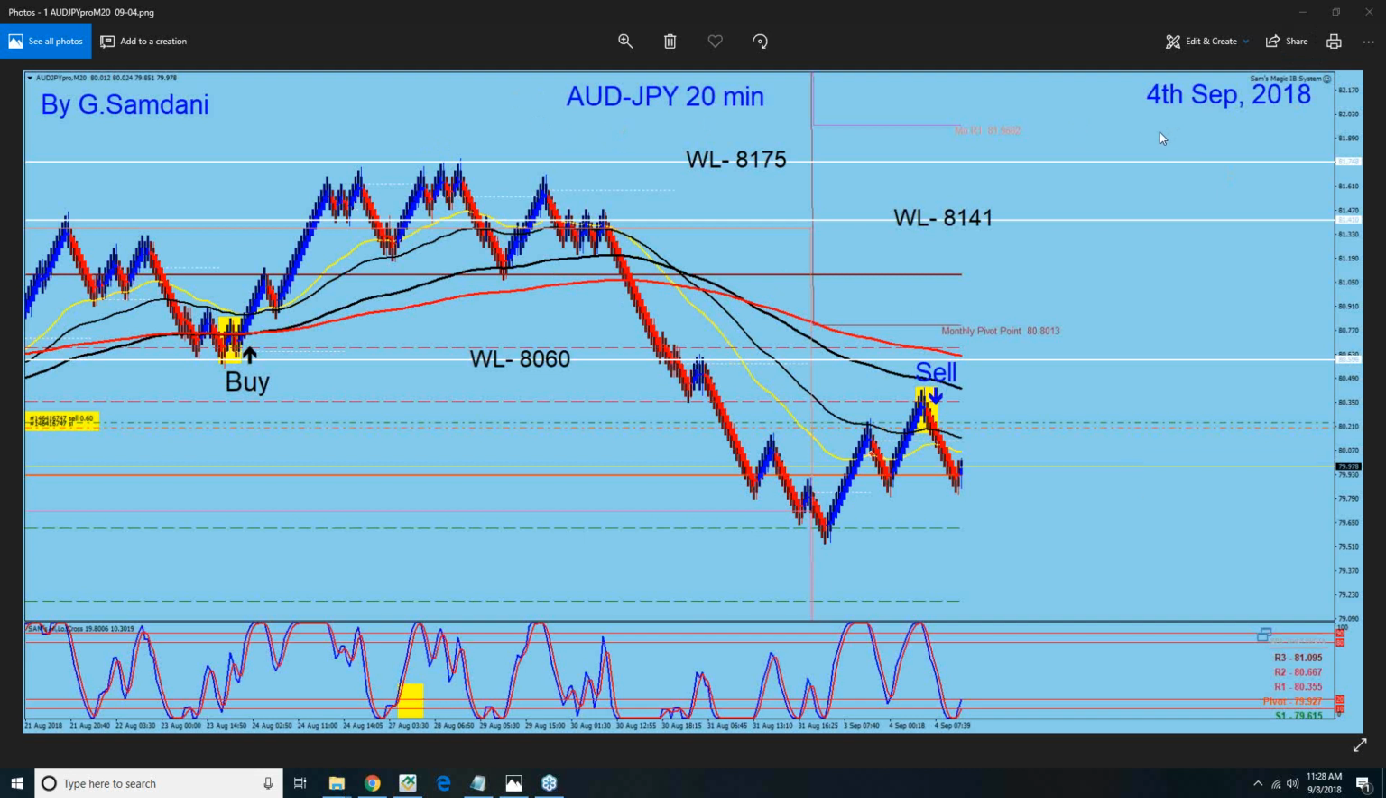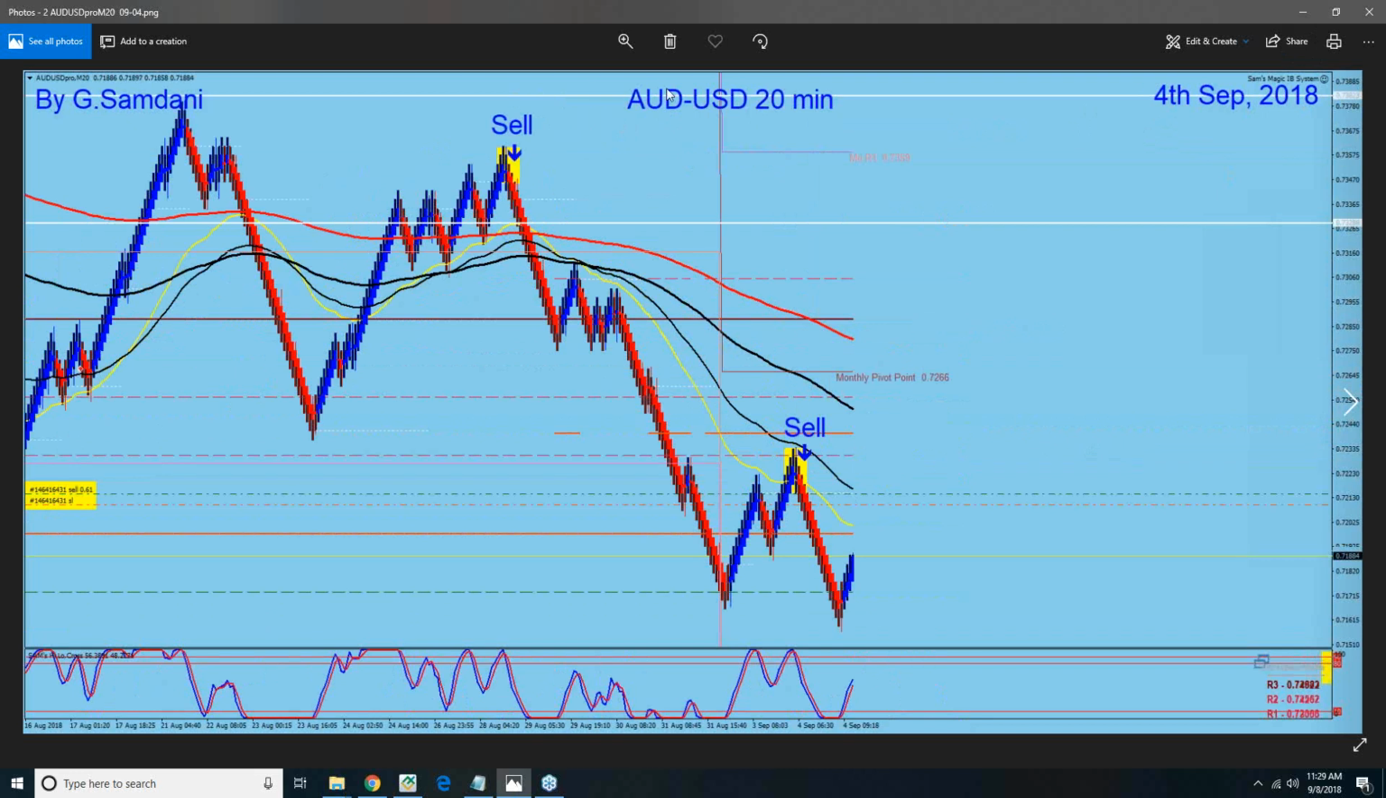There was no trade on September 3rd, but from the 4th, this is the first one, Aussie Yen 20-minute short setup here and the trade. After that, Aussie USD on September 4th, you can see here again short.